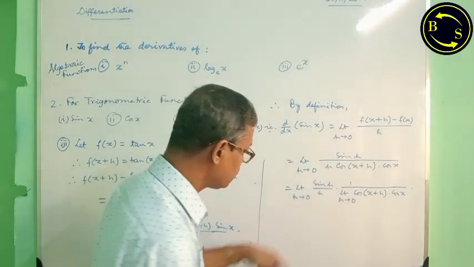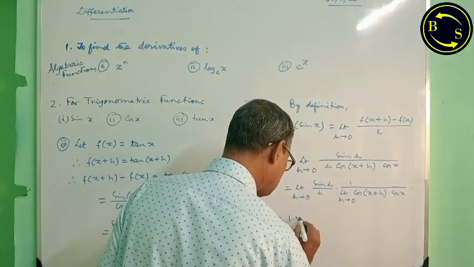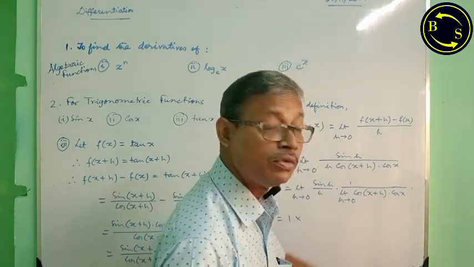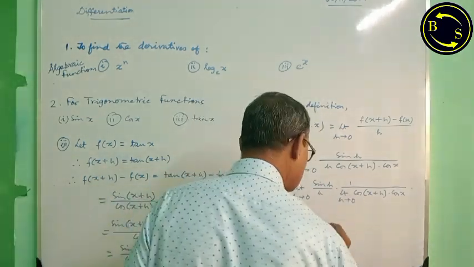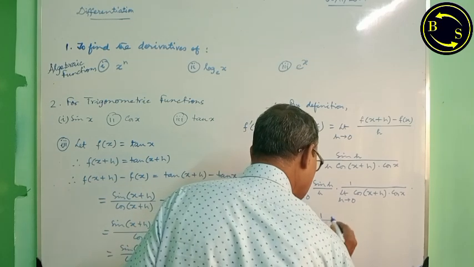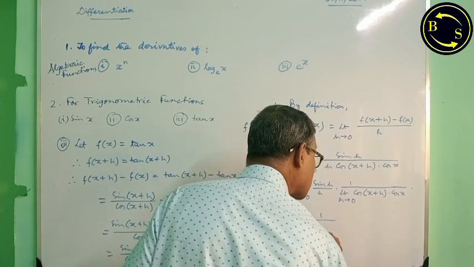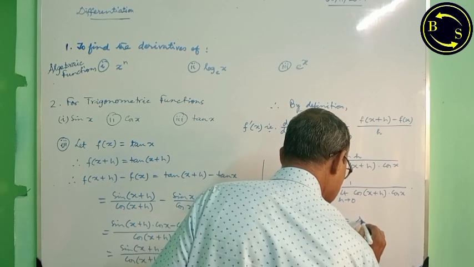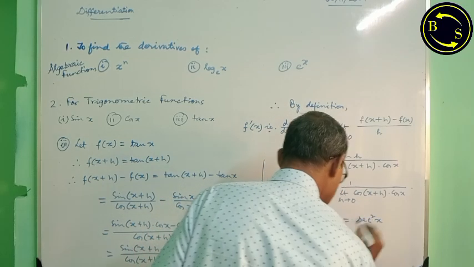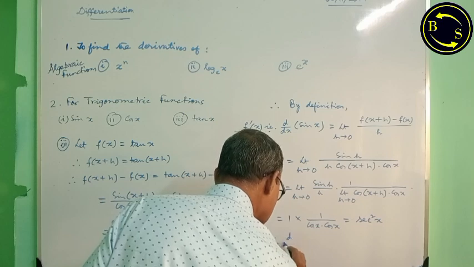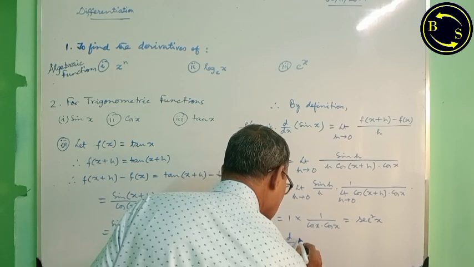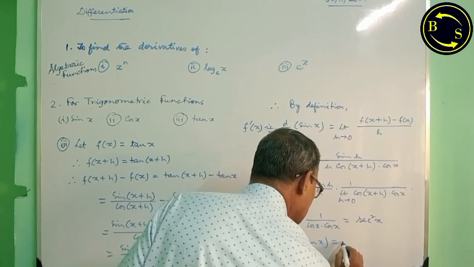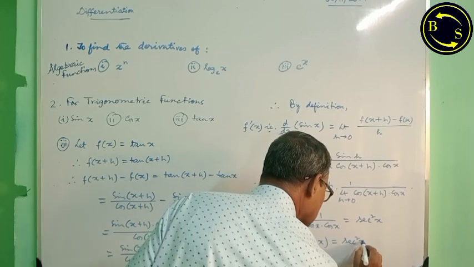The value of this one is 1 into h tends to 0. Finally, we have to put h equal to 0, and this will be 1 by cos x into cos x. Therefore, this is sec square x. Therefore, d/dx of tan x will be equal to sec square x.